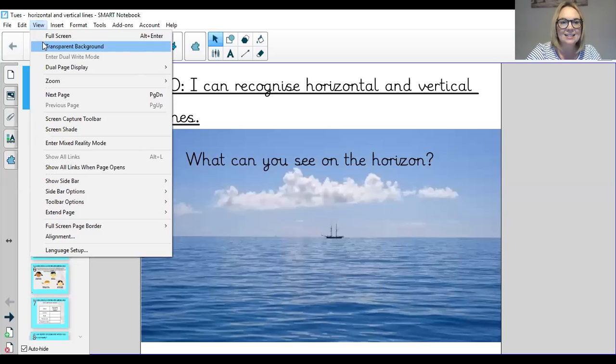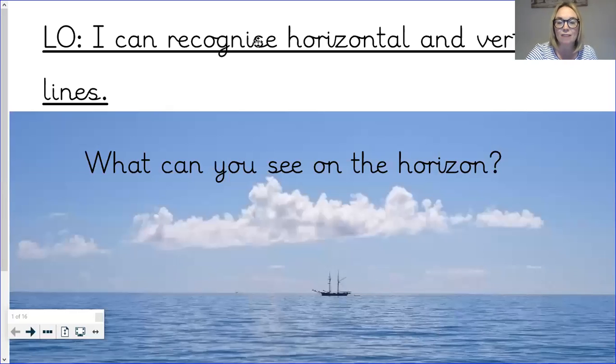Okay, so today we are going to move on to thinking about different types of lines. I will share the screen with you, hopefully a little quicker than yesterday. It should just be coming. Okay, and as you can see, our learning objective is: I can recognise horizontal and vertical lines.